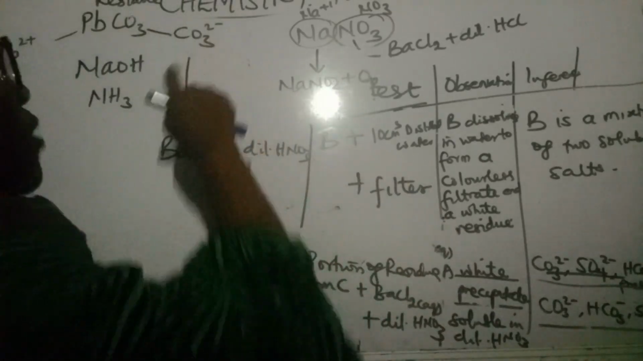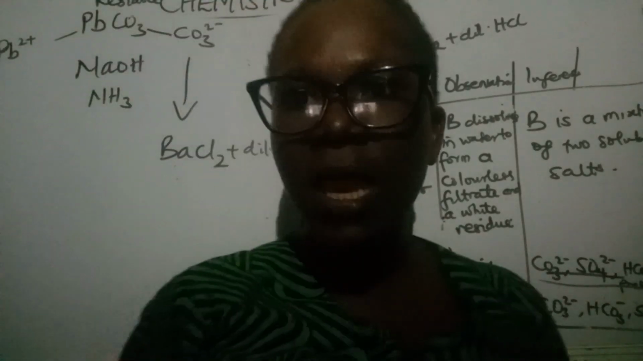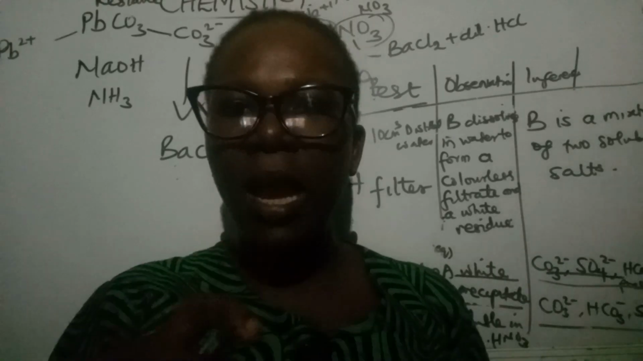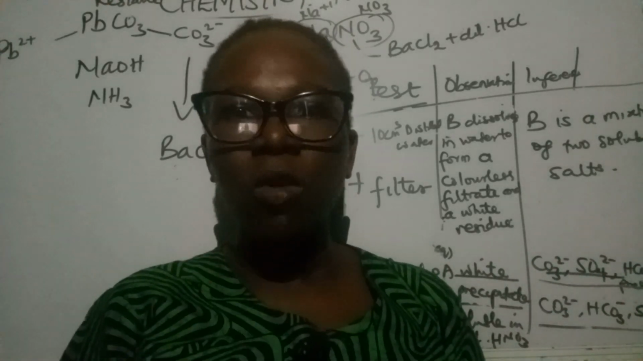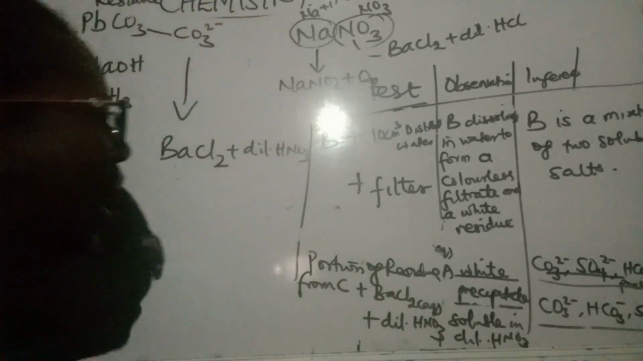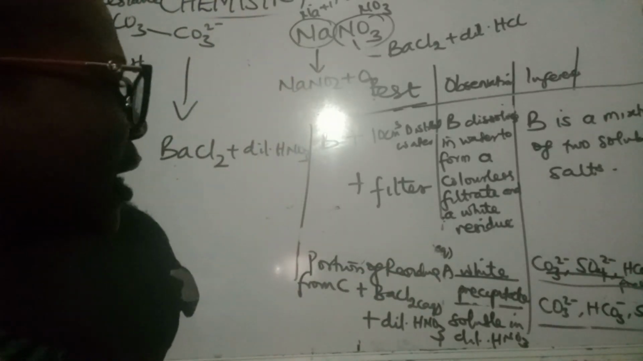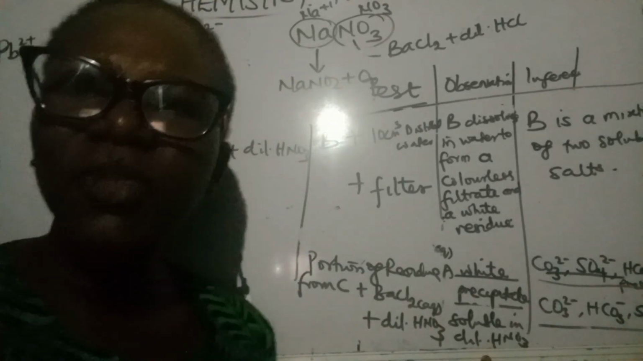We will now run a confirmatory test. You might be asked to add any other compound or heat. Add dilute HNO3 and heat. I told you whenever you're adding acid and heating, watch out for the evolution of a gas. So if you are asked to heat, in this case, you have to describe the gas under the inference.